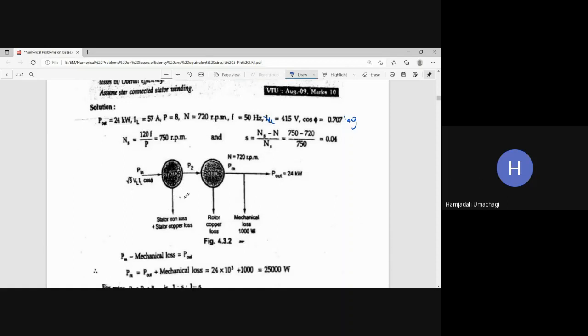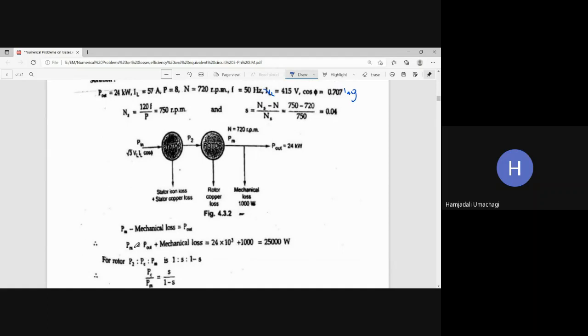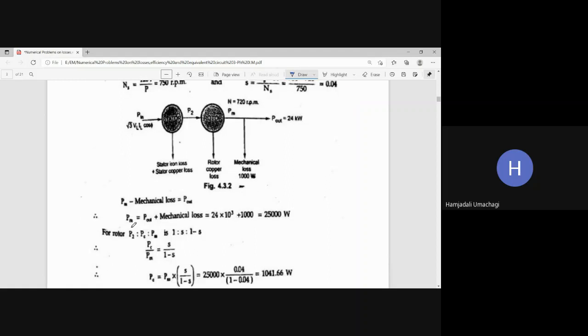Okay, so now from this power flow diagram we can write that P out is equal to PM minus mechanical losses. Therefore the gross mechanical power PM can also be written as P out plus mechanical losses, where P out is the rating of the induction motor, that is 24 kilowatt, that is 24 into 10 raised to 3, plus mechanical losses of 1 kilowatt or 1000, that is equal to 25 kilowatt, which is the gross mechanical power. And we know that for the rotor, P2 : PC : PM is 1 : S : 1 minus S.